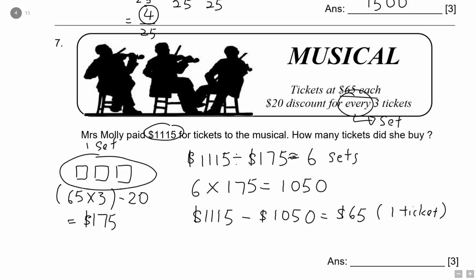So meaning to say, if she has bought 6 sets, and each set has 3 tickets, she will have bought 18 tickets in total. But she has $65 left, which means that she had bought another extra ticket. Okay, which is why I added a 1. So you had 18 tickets in total, plus 1 additional ticket, because there's $65 left. She would have bought a total of 19 tickets.